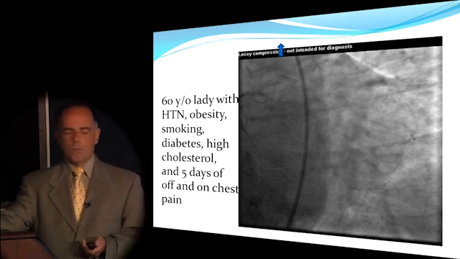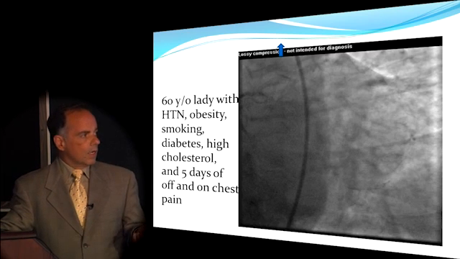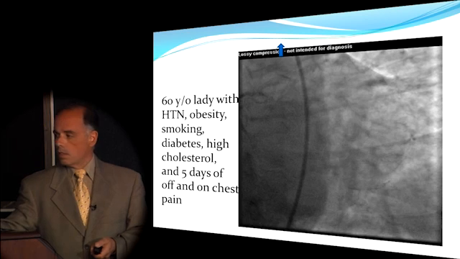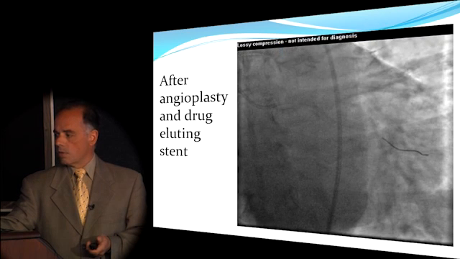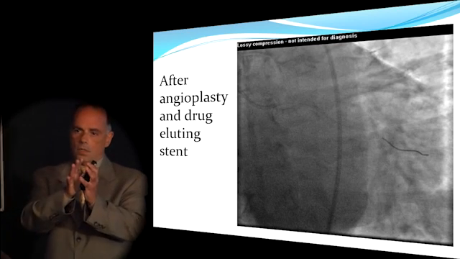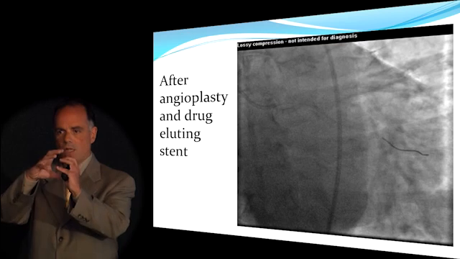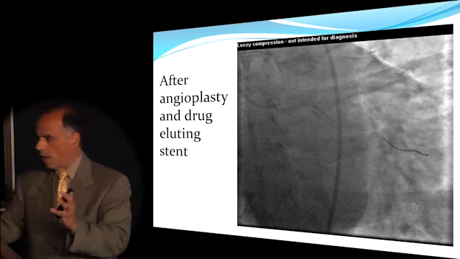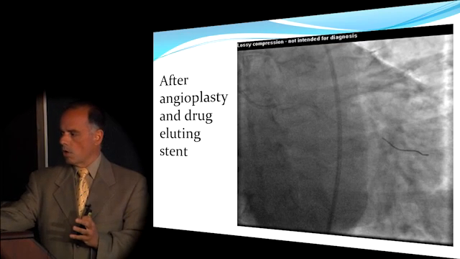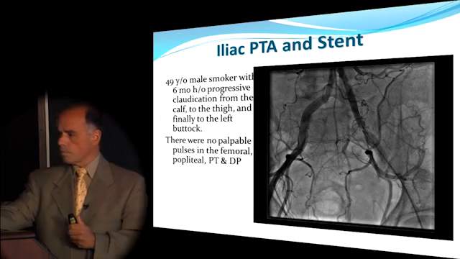So then we went ahead, and that's a wire that you see right down here, a wire that we have in the heart, and we put a balloon inside, and then we put a drug-eluting stent. This is the result where you can see there's no more plaque there. I mean, the plaque's there, but it's squashed against the wall, and the stent is holding it in place, basically opening up the lumen of the artery to keep it open.